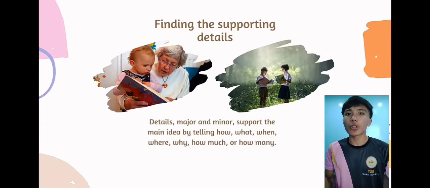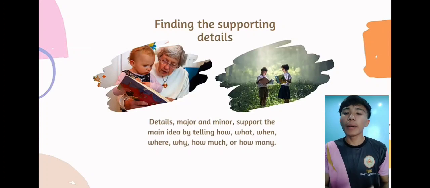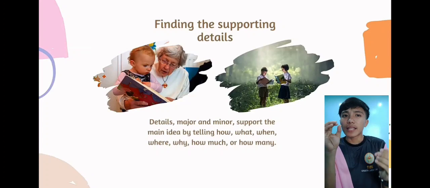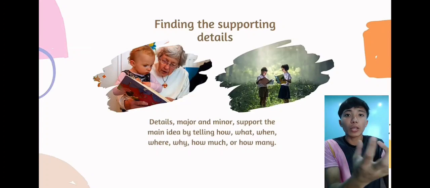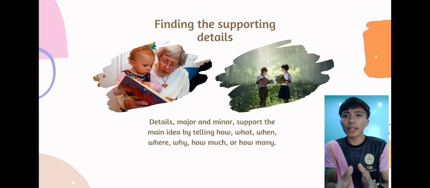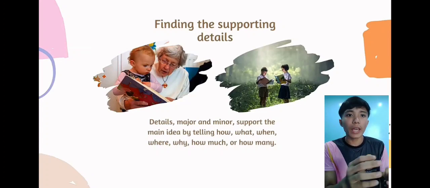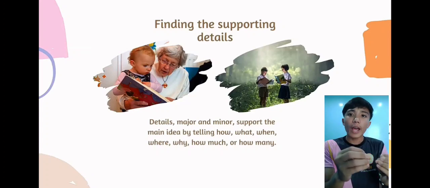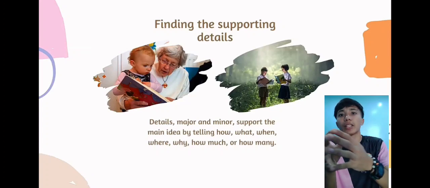So details, major and minor, support the main idea by telling how, what, when, where, why, how much, or how many. So in this part naman, more on we can locate the supporting details in the body part ng binabasa natin. That tell us the how, kung paano ito ginawa or paano nangyari, and the what, kung ano yung nangyari, and when, kung kailan, where is for the settings or locations, why, kung bakit nangyari, and the how much and how many.